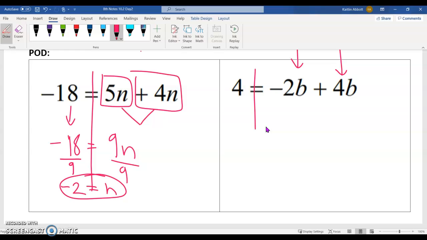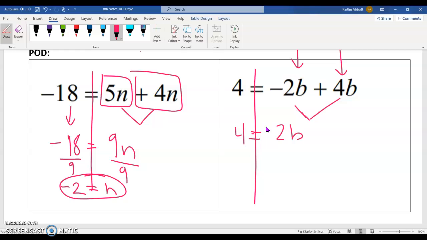Okay, I hope you had some time to solve this. You should have put a line down the middle. You are going to combine these two terms. So negative 2b plus 4b is really just negative 2 plus 4, or it's 4 minus 2. And 4 minus 2 is 2, so it's going to be 2b.